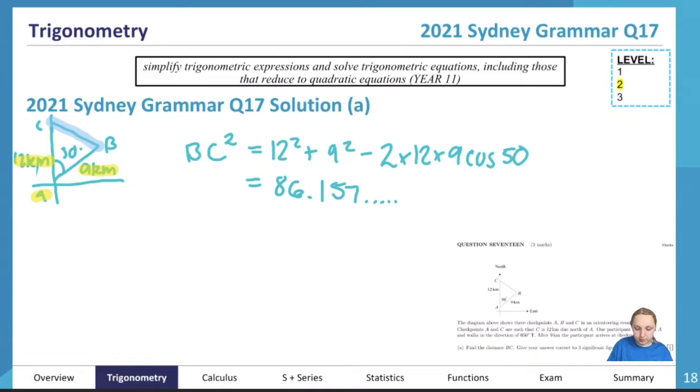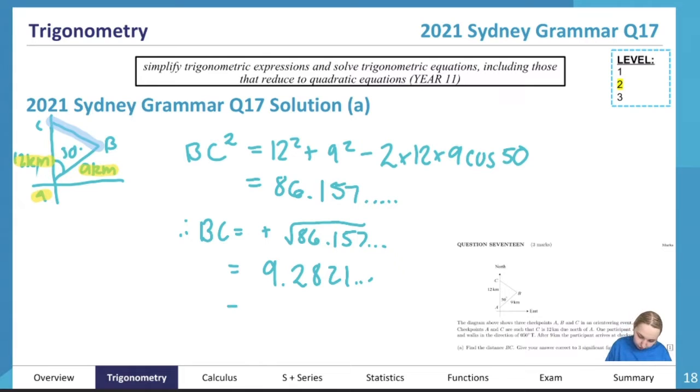So from there we get BC squared equals 86.157, and so on. Therefore, BC is equal to the positive square root of 86.157, remembering it's only going to be positive because we're looking at a distance here. So BC is equal to 9.2821. And then we've been asked to round it to 3 significant figures, so we get 9.28 kilometers.